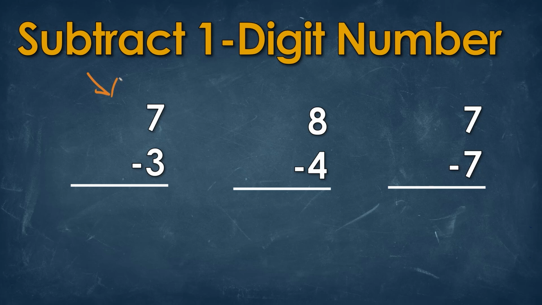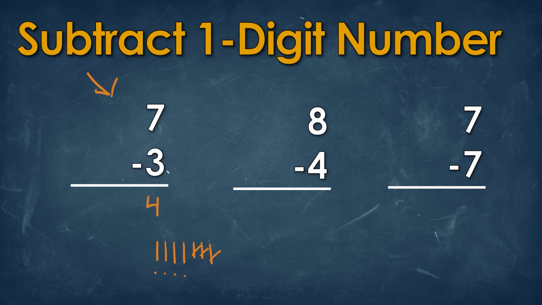So we could do a couple different tricks to subtract 7 minus 3. We could use our fingers. We could have 7 fingers up, and we could remove 3 fingers and see what's left over. Another way to do it is to count sticks. If we had 7 sticks, 4, 5, 6, 7, and we remove 3 of those sticks, we can count what's left over, which is 1, 2, 3, 4. So the answer is 4.